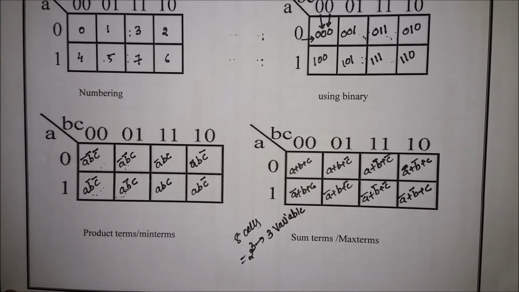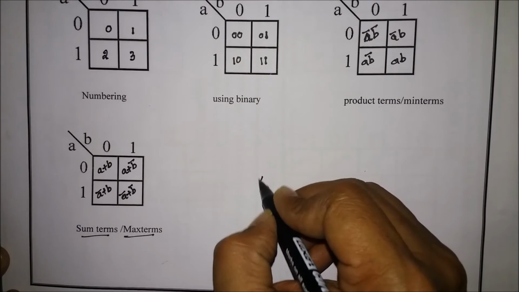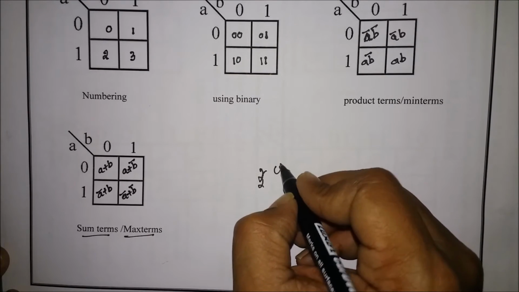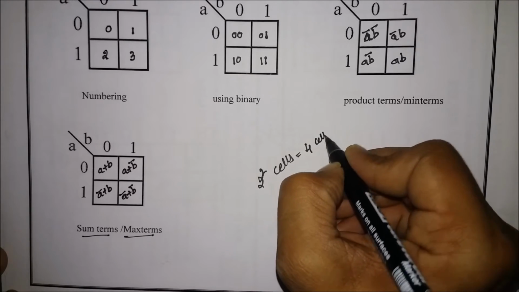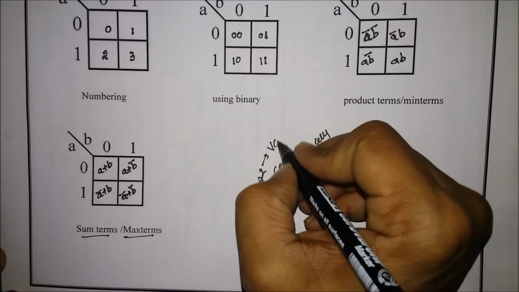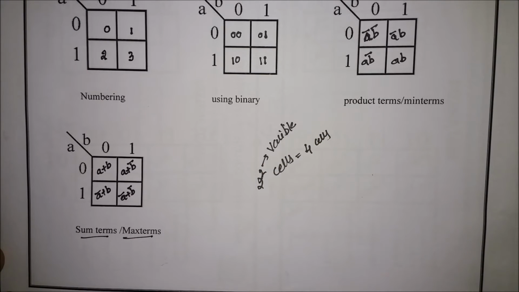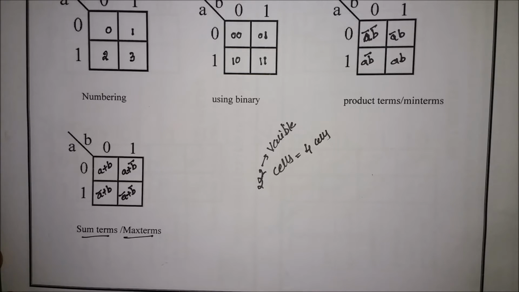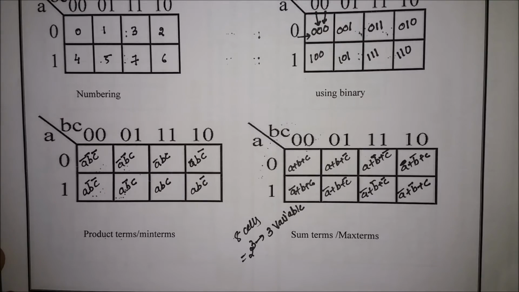So on the whole, if you take the 2 variable k map also, that is 2 power 2 cells, which is equal to 4 cells, where 2 is nothing but the number of variables. So the number of cells is completely dependent upon the number of variables we are going to use here. So 2 to the power of the number of variables is the number of cells which we are going to use in your k map.